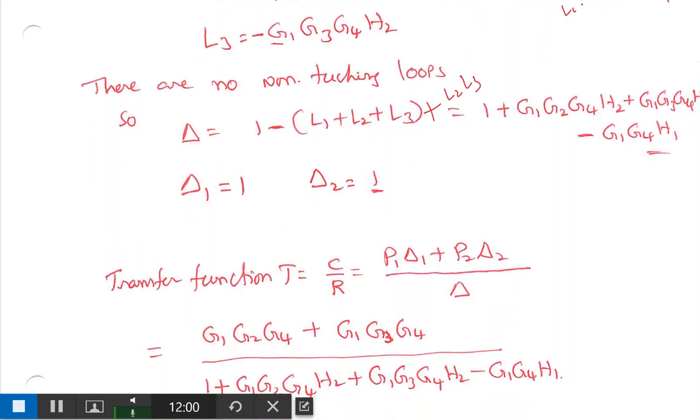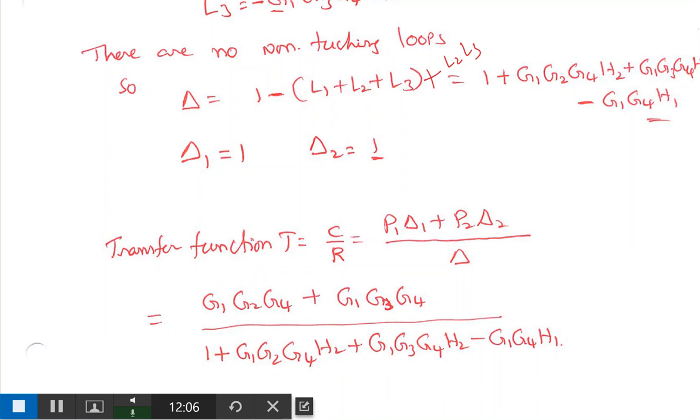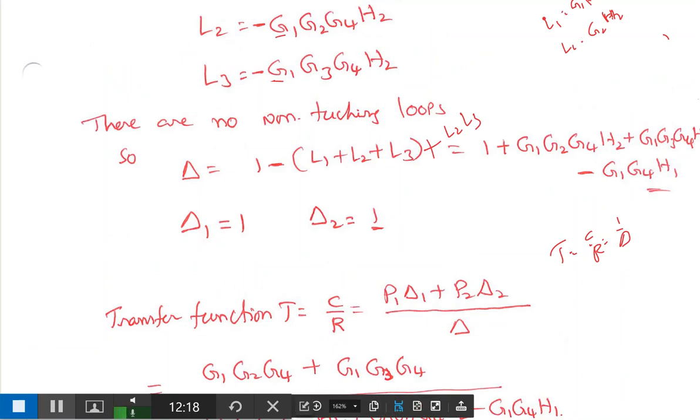And now the transfer function. Here Mason's formula gives the transfer function T equals C over R equals 1 over delta times the sum over k number of forward paths, Pk delta k, right? Here k is 2, so T equals P1 delta 1 plus P2 delta 2, over delta. Delta 1 is 1, and delta 2 equals 1.